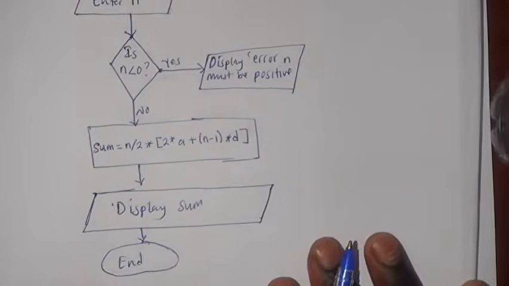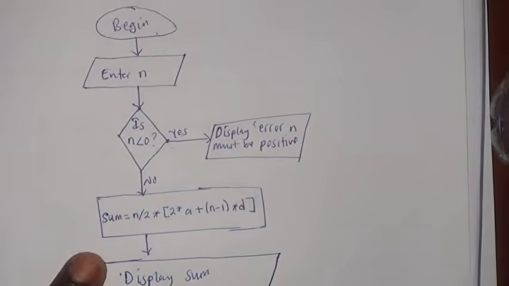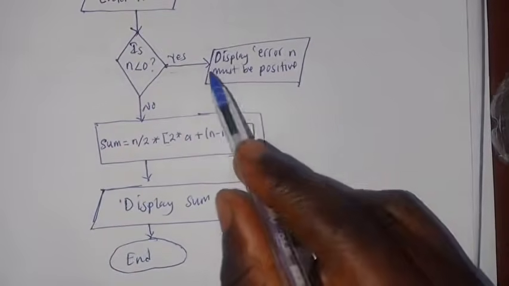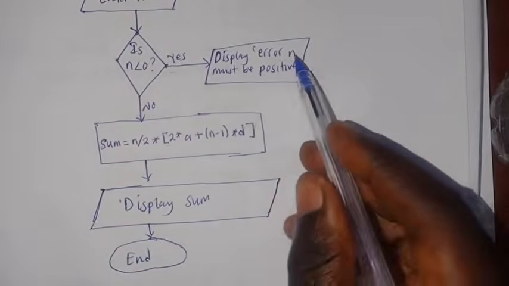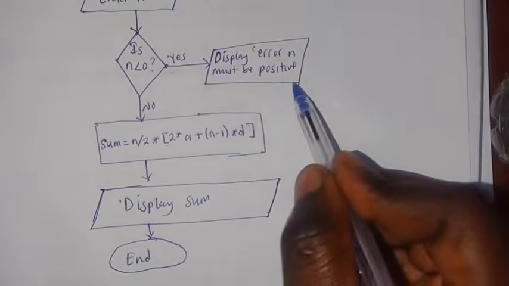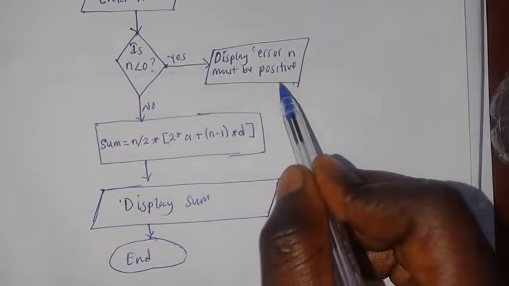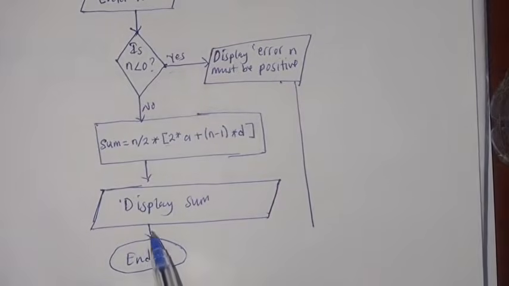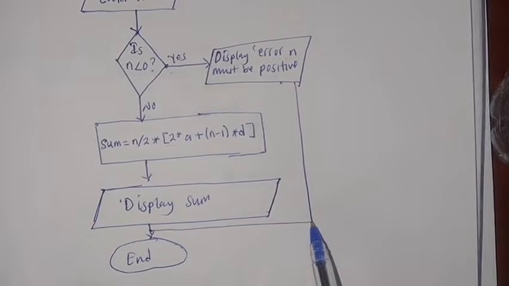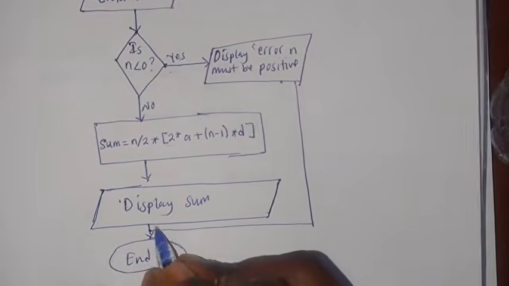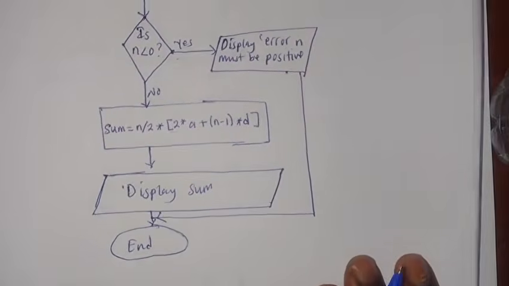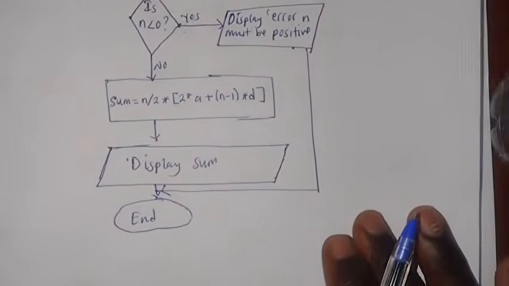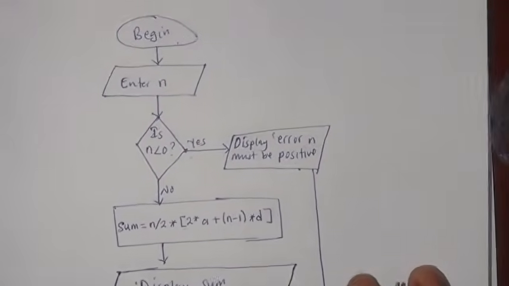Now this is the flowchart that we are going to have. So now for this one, since you said the display error n must be positive, there will be an arrow which will come all the way down here. Okay, and it will come here, this arrow. I hope it's clear. You even indicate like this. So this now makes your flowchart complete. Okay, so this is the answer.